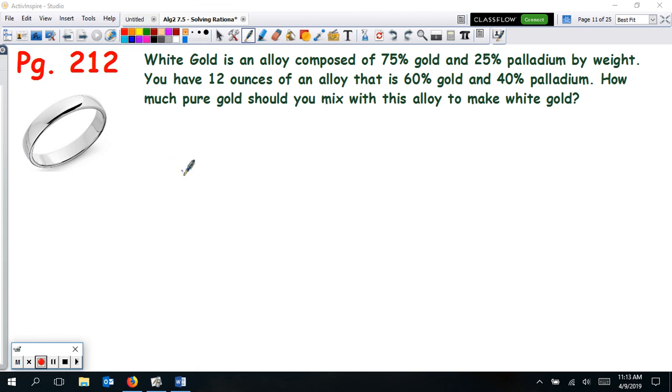Okay, so we're going to start with the percent. I'll just put a little percent sign of the palladium. The percent of that in that mixture, and it's going to equal the weight. The weight of that palladium over the total weight.